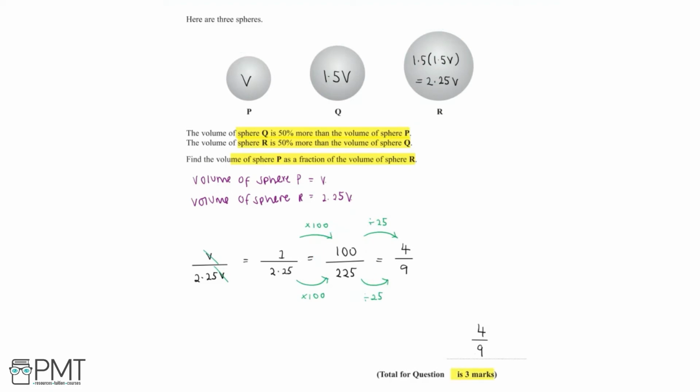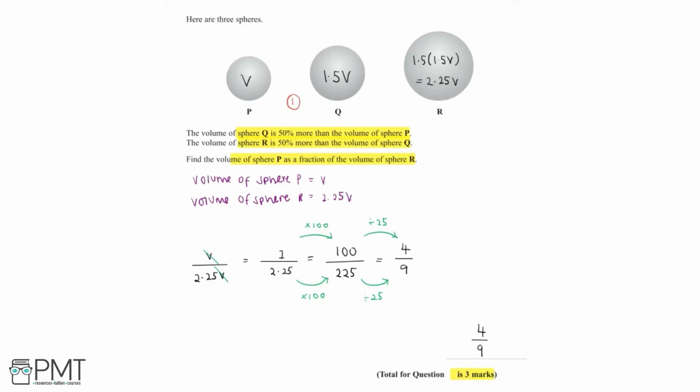We get the first mark by finding the volume of sphere P and sphere Q, and by explicitly showing that the volume of sphere Q is 50% greater than the volume of sphere P. And we did this by saying that the volume of sphere P is equal to V, and the volume of sphere Q is 50% more than this and is equal to 1.5V.